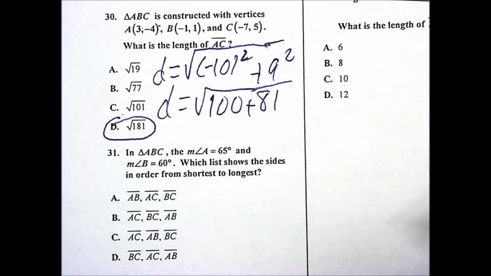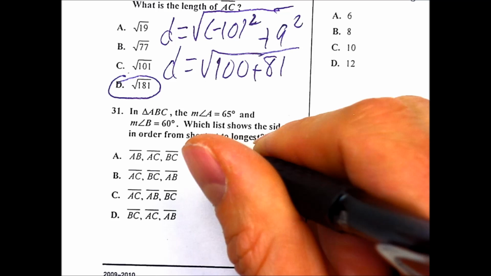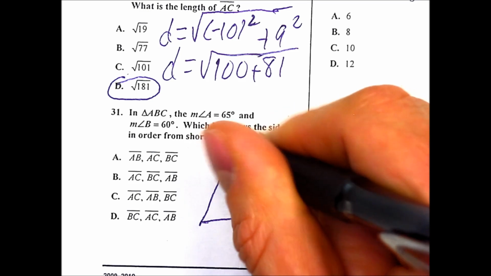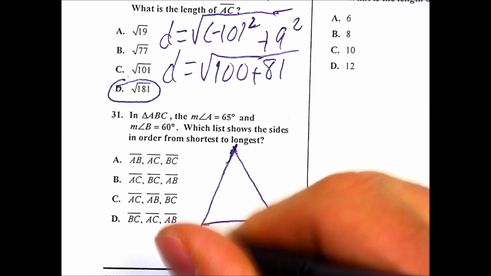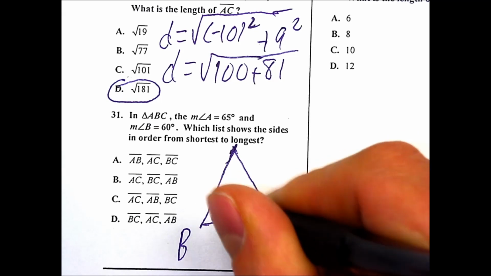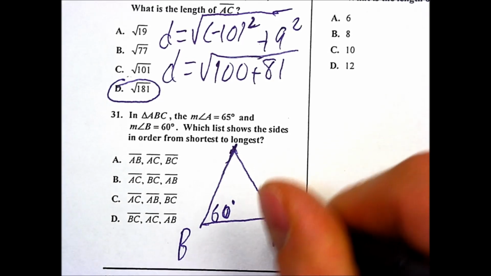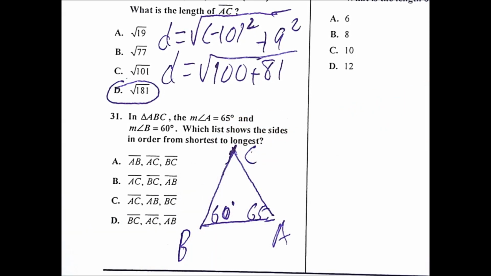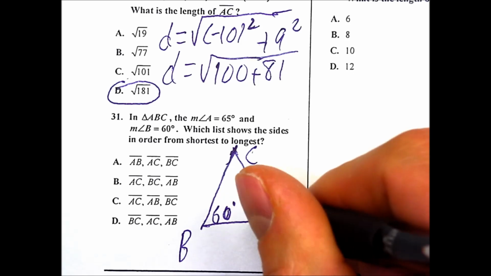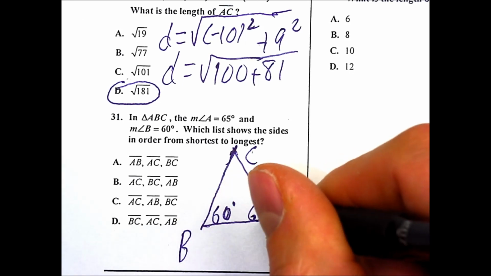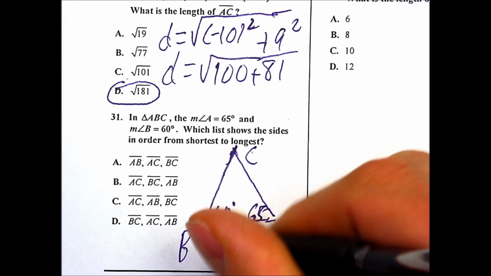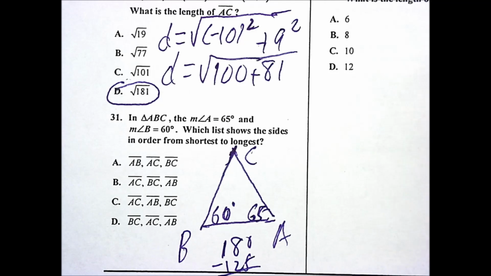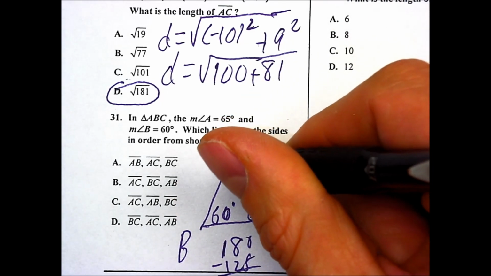Alright, question 31. Triangle ABC. I don't know what the format for triangle ABC is, but I do know that it's close to equilateral because the angles are very close to 60. In fact, angle B is exactly 60. So I will draw this to look like an equilateral triangle. Angle A is 65. I need to find the value of angle C before I can decide which side length is the longest. So I will add 60 and 65 and subtract that value from 180 to get the value of angle C. So 180 minus 125 is 55 degrees.